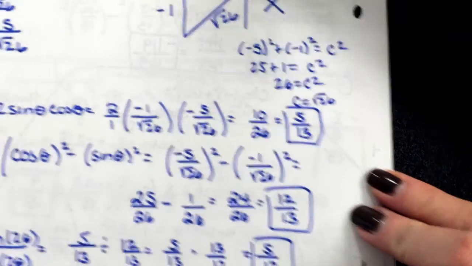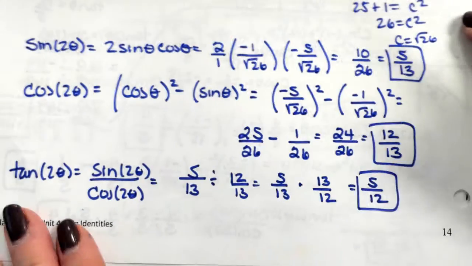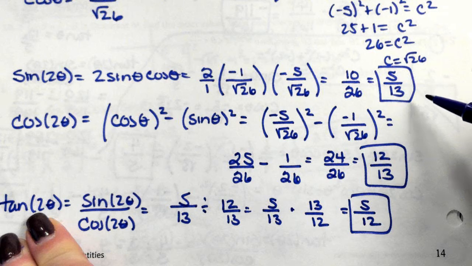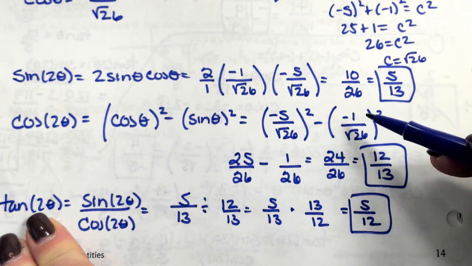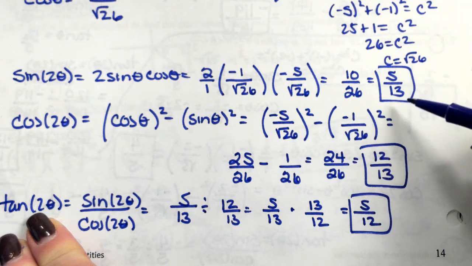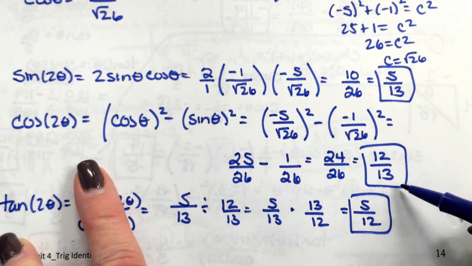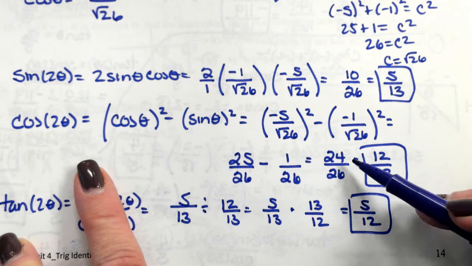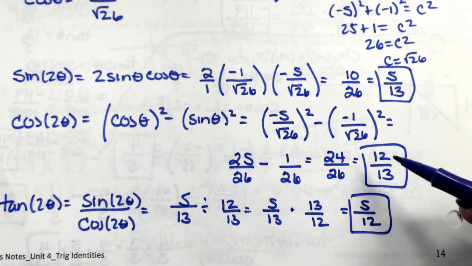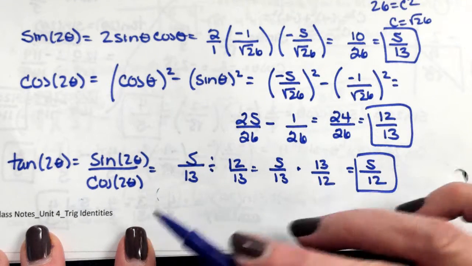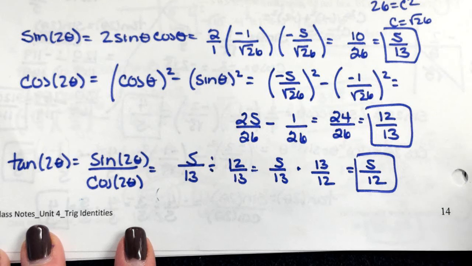Okay, guys. So this is what you should get. For the sine double angle, I come up with 5 over 13. Yes, you do have to reduce 10 over 26. Divide out your 2. The cosine double angle, I end up with 12 over 13. Again, I come up with 24 over 26. Make sure you simplify that. Divide out the 2. And then the tangent is the sine divided by the cosine, which is 5 over 12.